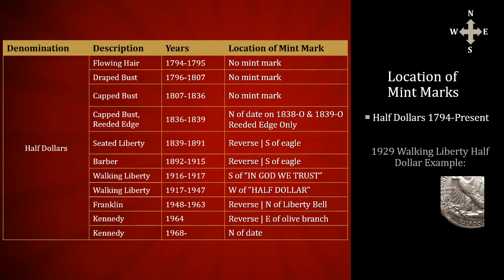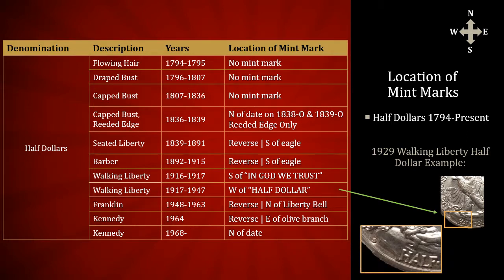This table shows all the half dollars, and the example we have is a 1929 Walking Liberty half dollar. If you look at the table, the Walking Liberty from 1917 to 1947, the mint mark was west of the words half dollar on the back. So there's the back of the coin. If we magnify that, you can see the words half dollar down here, and we go west, and we find the mint mark.